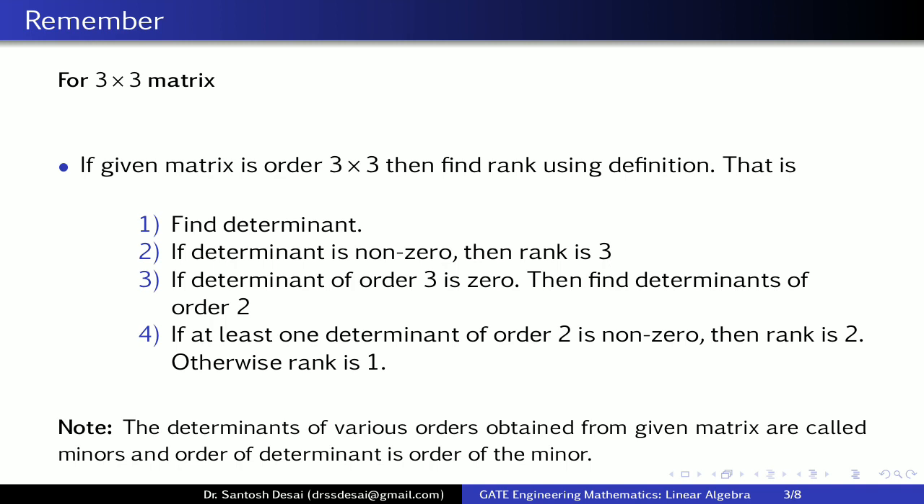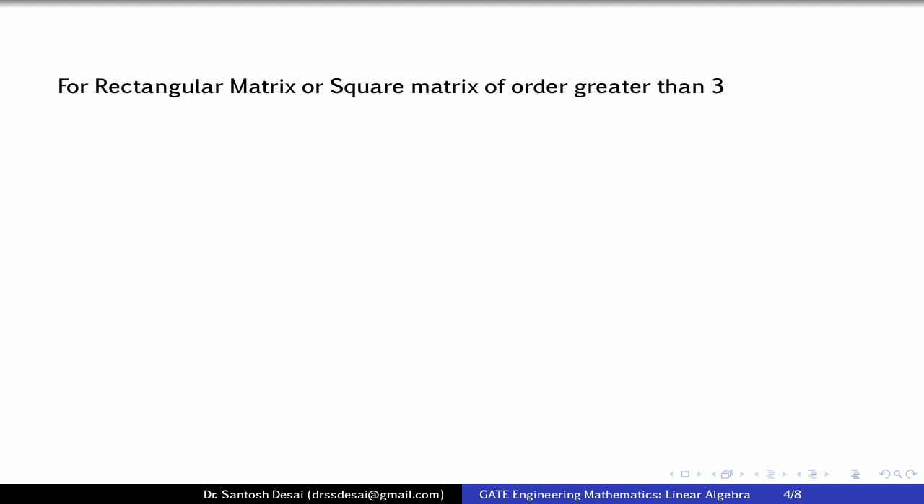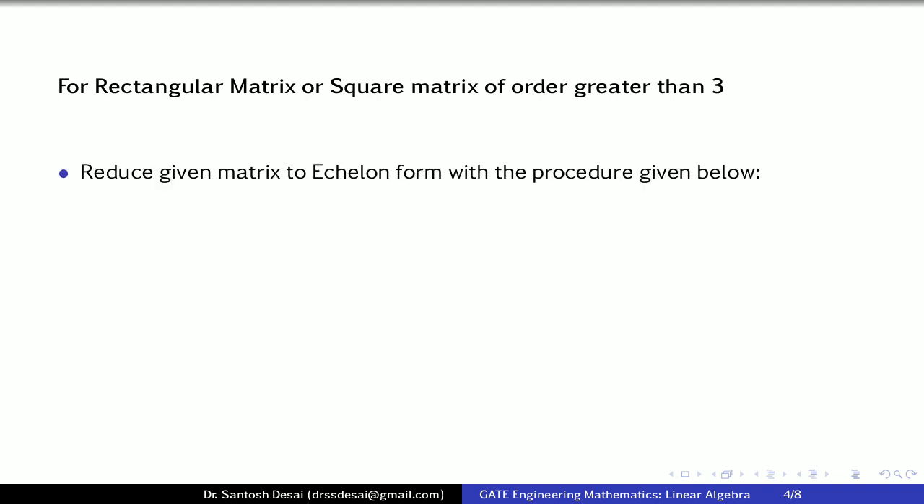Now let us consider the procedure for a rectangular matrix or a square matrix of order greater than 3. In the examination, if the given matrix is of order 3 by 3, then use the previous method. And if it is not, that is, if it is a rectangular matrix or a square matrix of order greater than 3, then we use the echelon form of the matrix. To find the rank, first we reduce the given matrix to the echelon form with the procedure given below.